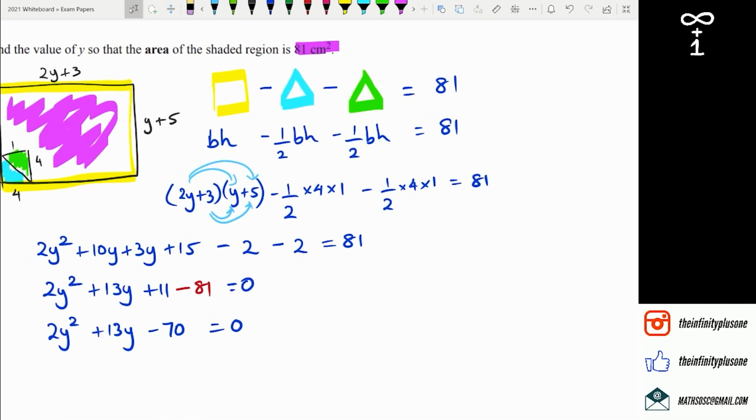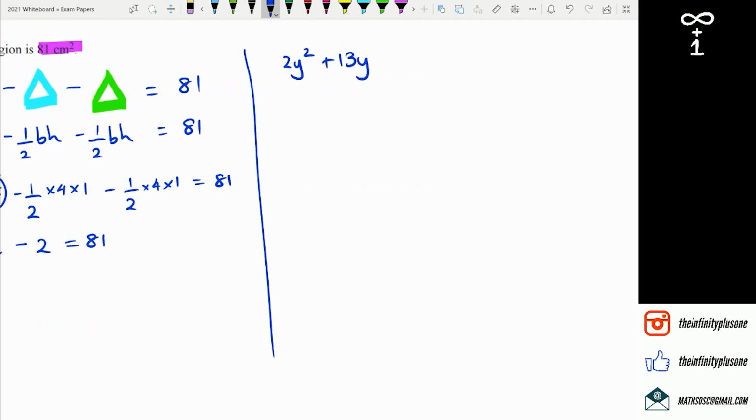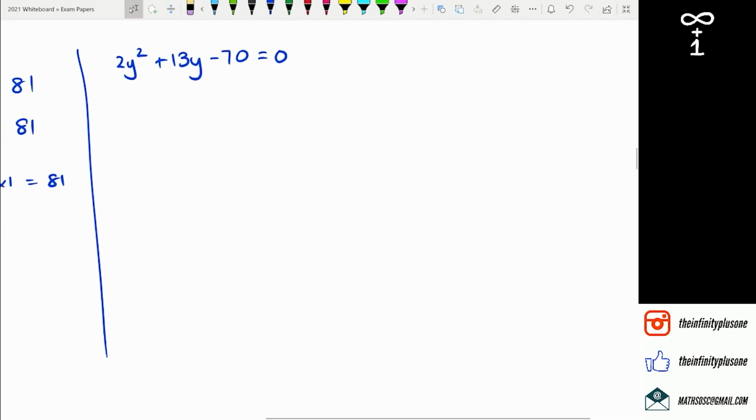So what do we got? 2y squared plus 13y minus 70 is equal to 0. So how do I factorize this? What I tend to do is I first take those two numbers and multiply them together, and I'm getting 140. So basically, I'm looking for two numbers that multiply to 140 and add up to 13. Sorry, I just realized that's negative 140 there, because negative 70 times 2 is negative 140.